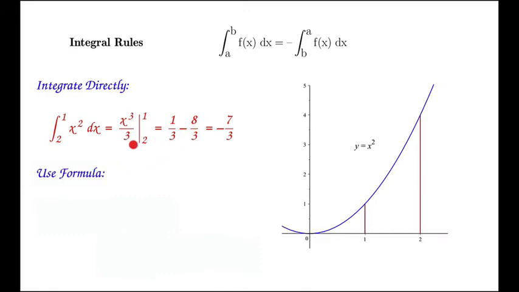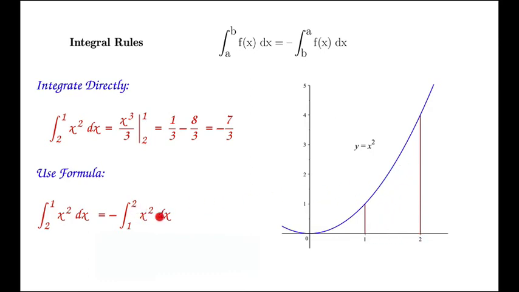The other way to do it is using the formula, and this will show us that the formula is true, or demonstrate it in an example. So instead of integrating from 2 to 1 of x squared dx, the formula tells us that's equal to minus the integral from 1 to 2 of x squared dx. That is, if we write down the integral from 2 to 1, since that's going backwards, it's negative the integral from 1 to 2, or negative this area.